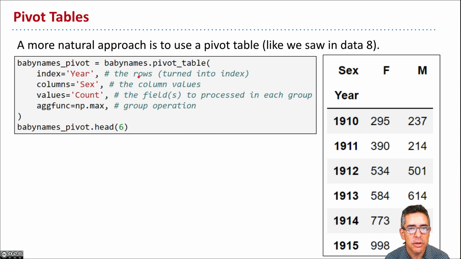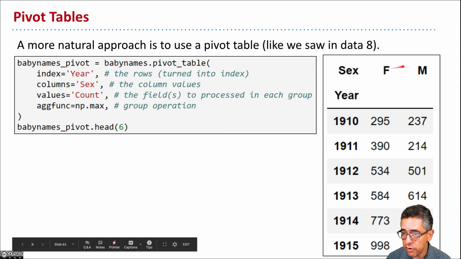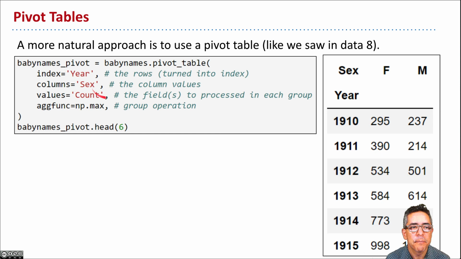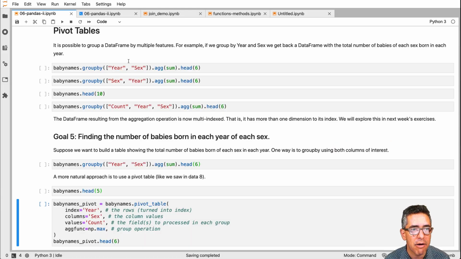So the pivot table method takes several arguments. We tell it what we want to have as the rows in our resulting table. In this case, we want our rows to be indexed by year. We want the columns to be the values of the sex category. And then what do we want to actually fill it with? In that case, we want to use the data from the count in the data set, but not just all of the data. What are we going to do to group all of that data? We're going to aggregate it with a specific operation. So let's take a look at how that works.